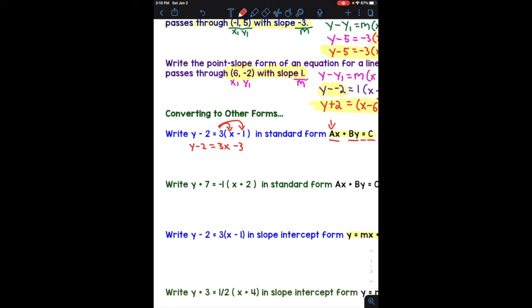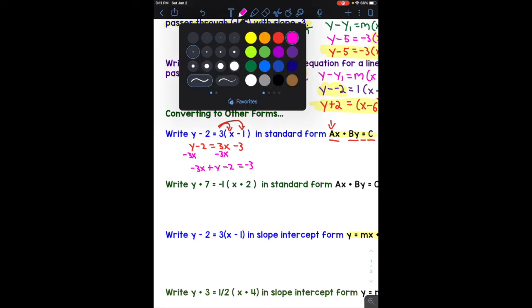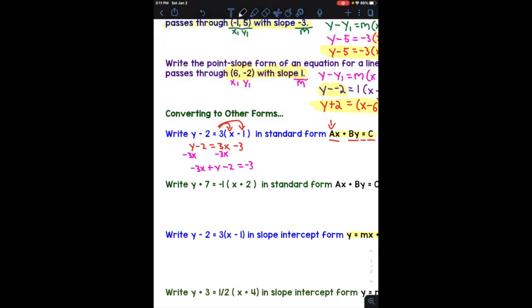So what I'm going to do first is I know the 3x has to be on the left side, so I'm going to subtract it on both sides to get negative 3x plus y minus 2 equals negative 3. And then I know that that negative 2, I'm going to put it on the right side by doing the opposite operation and adding to get negative 3x plus y equals negative 1.